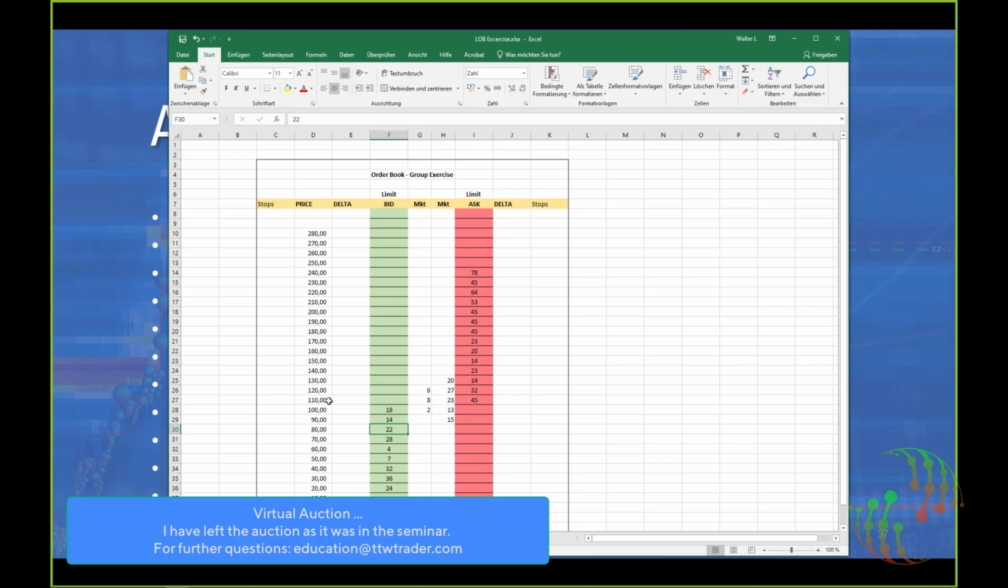I'm offering 45 at 110 and I'm buying 18 at 100. Is anyone willing to sell something or to buy something? Again, 45 at 110 and 18. I'm ready to buy 18 at 100. I'm bidding 18 at 100. 45 at 110. Last call.